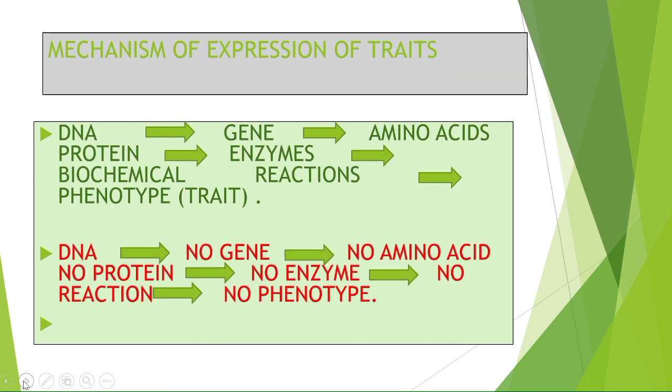So, DNA contains the gene. Gene codes for amino acids. Amino acids produce proteins. Proteins will give rise to the enzymes, which are important for biochemical reactions, and because of this biochemical reaction we have a phenotype or a trait appearing. So if the DNA does not have the gene, no amino acid will be produced, no proteins will be there, which results in no enzymes, no reaction and no phenotype.